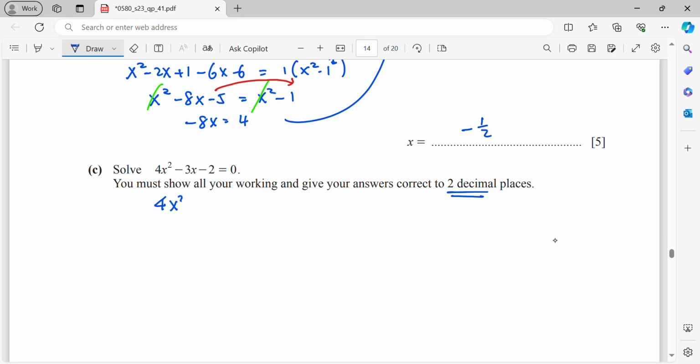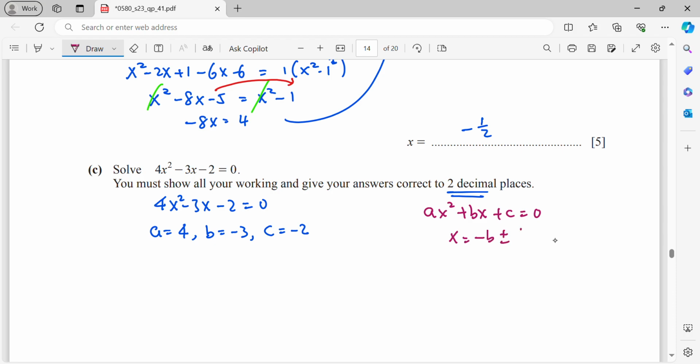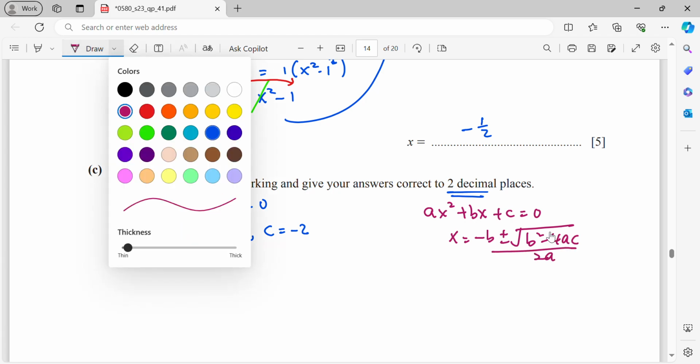So 4x squared minus 3x minus 2 equals 0. Now my coefficient for x squared, which is a, equals 4. The coefficient for x is b, which is minus 3, and c is minus 2. So our formula is ax squared plus bx plus c equals 0. This is the quadratic equation. Your x will be minus b plus minus the square root of b squared minus 4ac, over 2a. Okay, this is the quadratic formula.